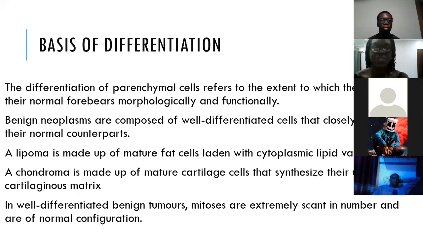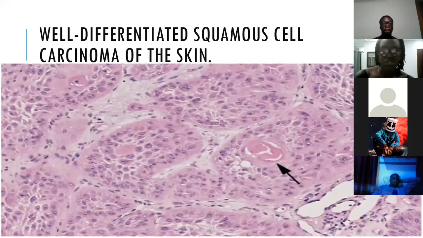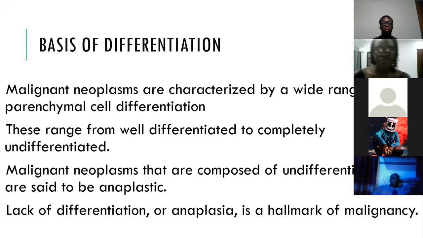So basis of differentiation. Usually the tumor differentiates into the tissues from which it originates. So a lipoma is made up of mature cartilage cells. Okay, so basically you can say that a benign tumor is well differentiated, but a malignant tumor isn't well differentiated. So that's the point being made here. Malignant tumors usually have different cell types, and they are usually anaplastic.